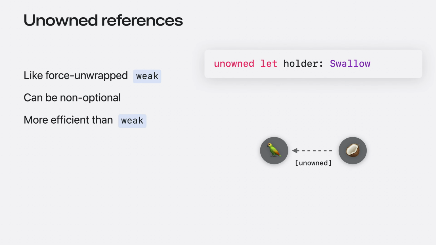Unlike weak references, unowned references directly hold their destinations. This means they don't use any extra memory, and they take less time to access than weak references.